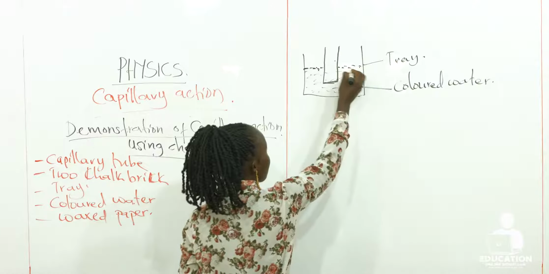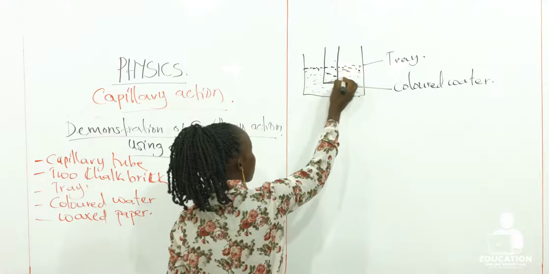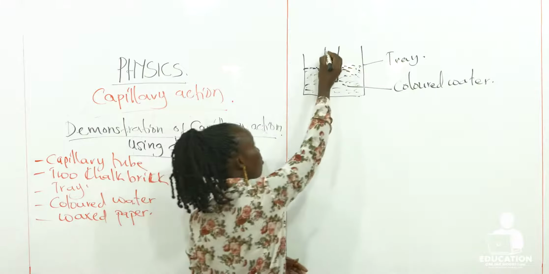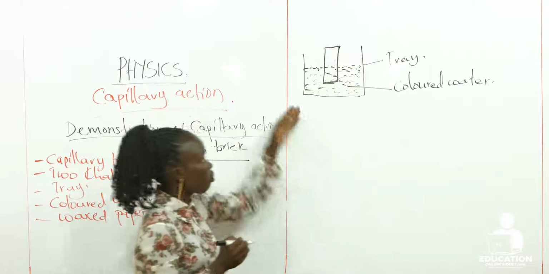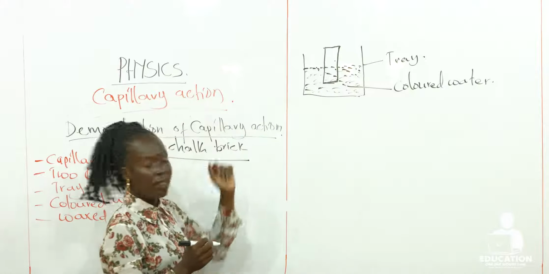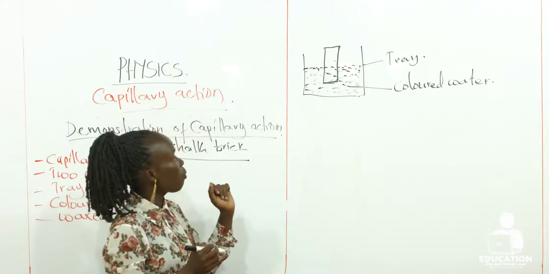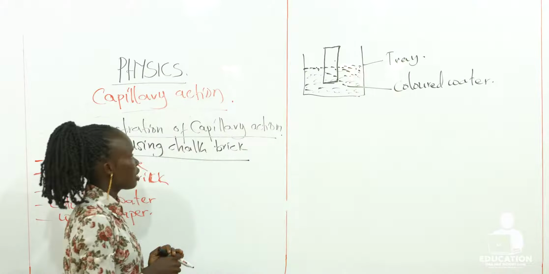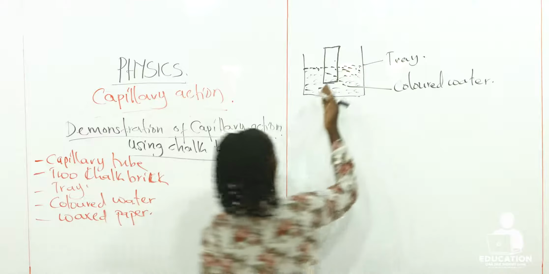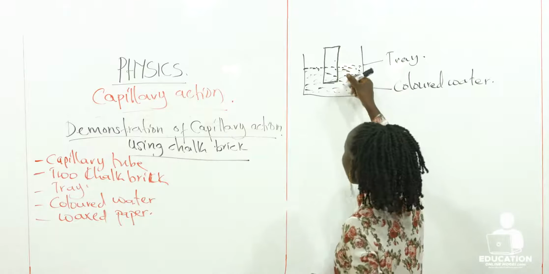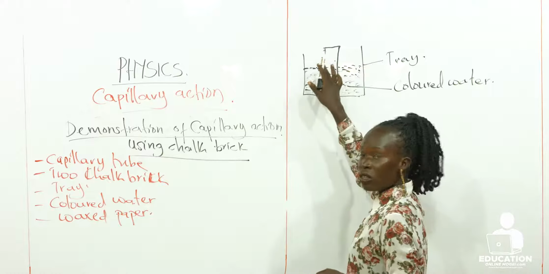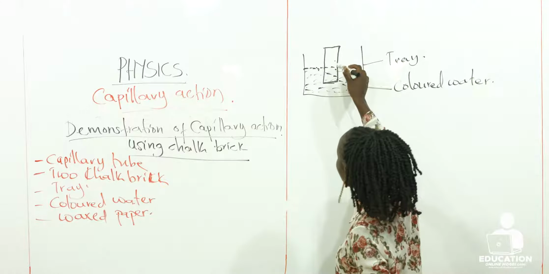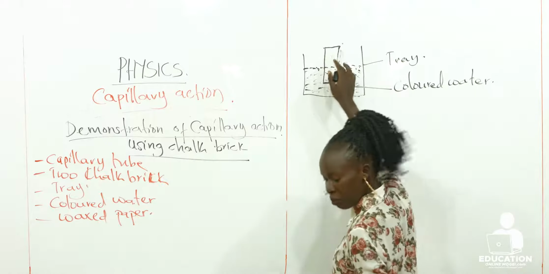Let it be at least up to that level, so that it can be seen. It enters almost halfway. The chalk brick is almost halfway in the liquid. So what happens is, if you put the liquid like that, you'll see that the colored water will be moving upwards. It will be moving from the point where the liquid stops. You'll see that it continues up there.